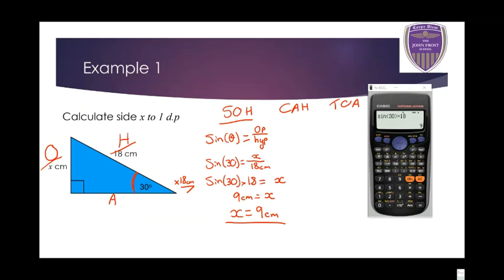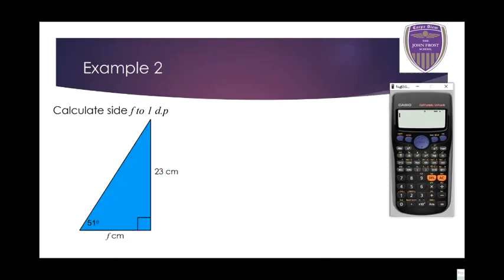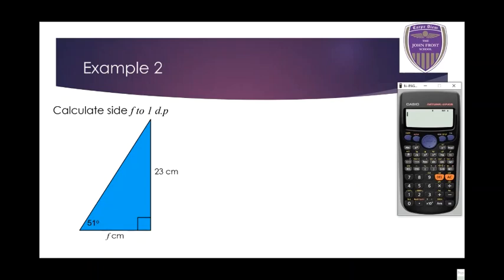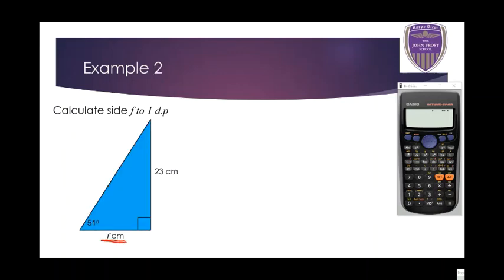Let's have a look at another example. We're going to calculate side F to 1 decimal place. We're trying to find this missing side here. So again, SOHCAHTOA.